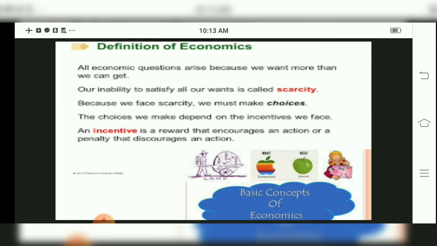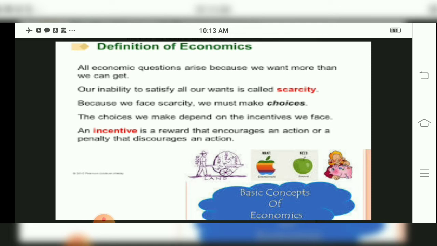And because we face scarcity, we must make choices. So scarcity means what? We are making choices because we have less. So when I visited 10 shops, children, and did not get my particular pencil, what will I do? I will make another choice.